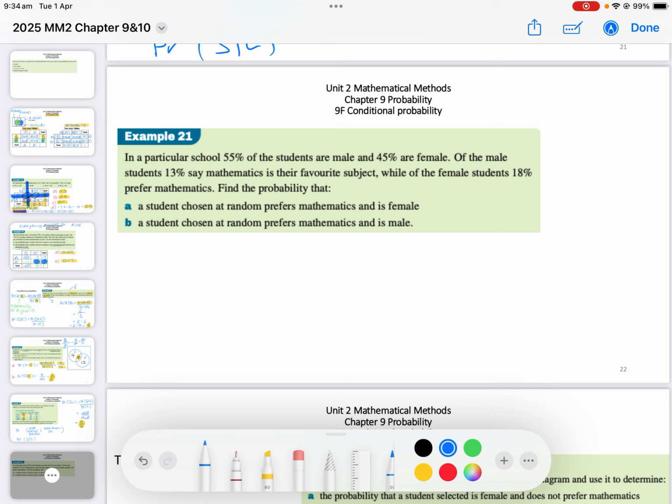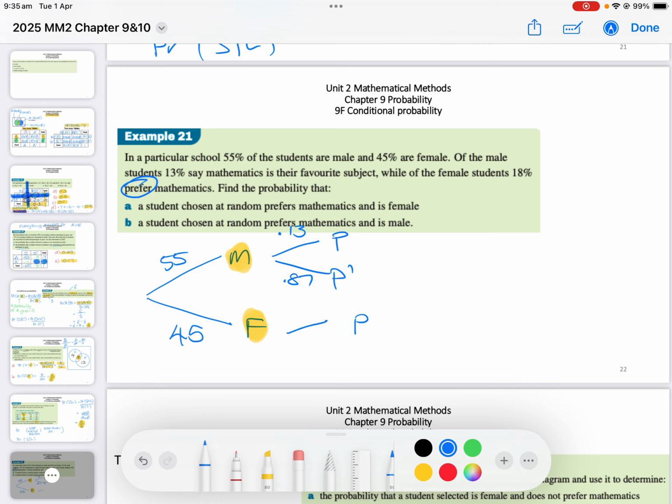55% of students are male, 45% are female. Of the male students, 13% say maths is their favourite subject. So I'm going to say, I don't want to use M for maths, and I don't want to use F for favourite, so I'm going to use P for preferred. So of the boys, maths is preferred for 0.13. So what's left is 0.87 is not preferred. For the girls, maths is preferred for 18% and not preferred for the remaining 82%.